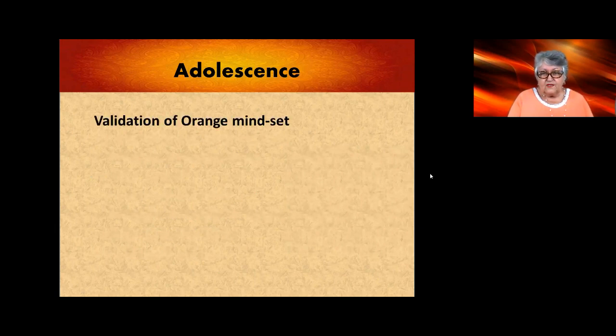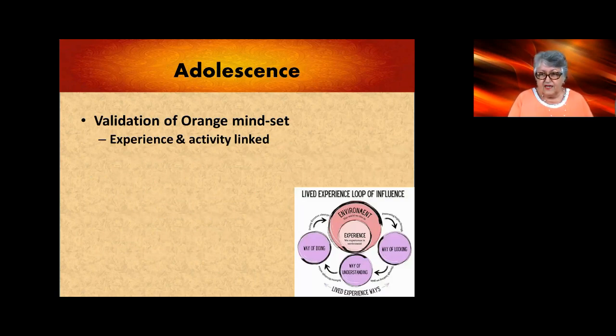Now, in adolescence, of course, validation of the orange mindset takes place. This is where we've tested out things, we have a fair idea of what we're capable of, and we are now ready to face the world unaided. Experience and activity are linked. Here we have a lived experience loop of the various influences. Our environment leads us to have certain experiences, which in turn tend to influence the way in which we perceive things. That perception leads to understanding. That understanding leads to a way of doing things, which in turn feeds back to the environment and also the experiences that we have within it.